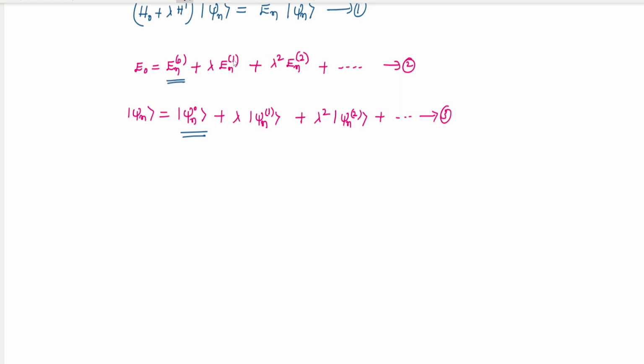This En1 we call the first order energy term, this is the second order energy term, the first order wave function, the second order wave function. So basically in this approximation method we try to solve for the first order correction and second order correction, and we add these things. Then we can get the correct exact solution of the system.